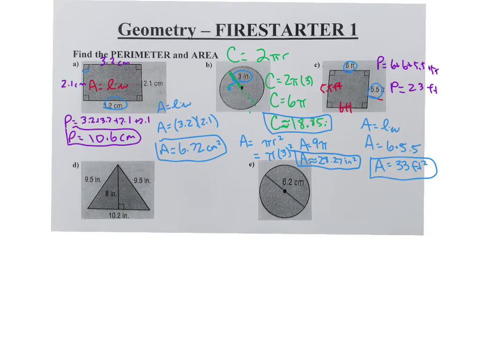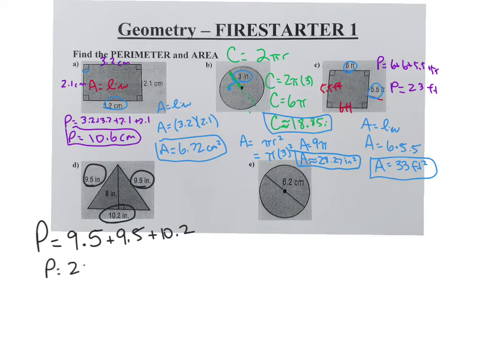All right, D and E, very same concept. Remember, perimeter is going to be all 3 sides added together. So look, the 8 has nothing to do with perimeter because it's not part of the outside edge of the triangle. So I'm going to do 9.5 plus 9.5 plus 10.2. I end up with perimeter equals 29.2, and it is inches. Do not forget your label.